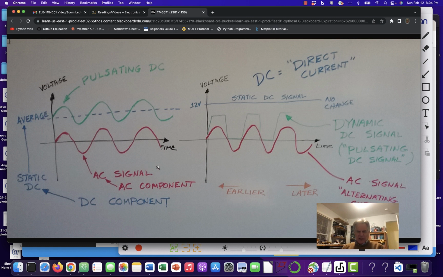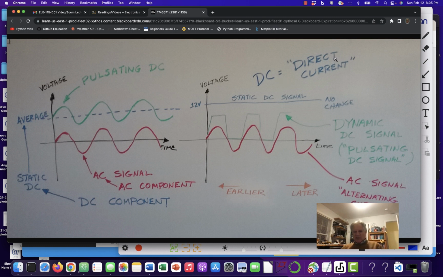So that's something to be aware of, that signals can be broken down into components. And an AC signal or AC component is always averaged right at 0. A DC signal could be the combination of a dynamic signal and a static DC signal, and you may hear people call it pulsating DC. Maybe this name is getting a little old and long in the tooth, as they say, but it was certainly the way I learned it.